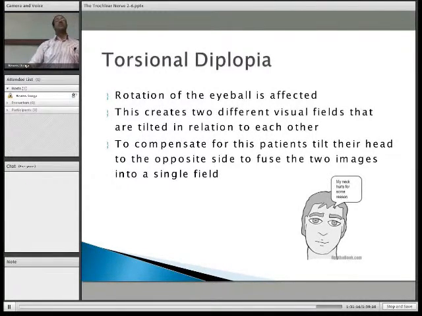This is where the rotation of the eyeball is affected, and this creates two different visual fields which are rotated in relation to each other. To compensate for this, patients tilt their head to the opposite side of the palsy. So if there's a palsy in the left eye, they'll tilt their head to the right to try and correct for this. Patients sometimes present to the doctor saying their neck hurts because they might not notice that they're doing that, but it's going to put strain on the neck muscles.